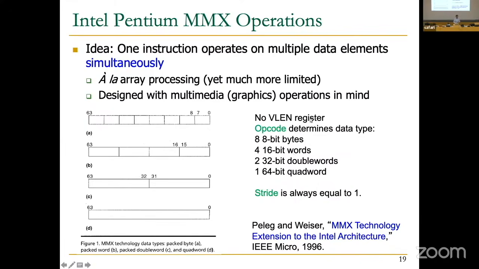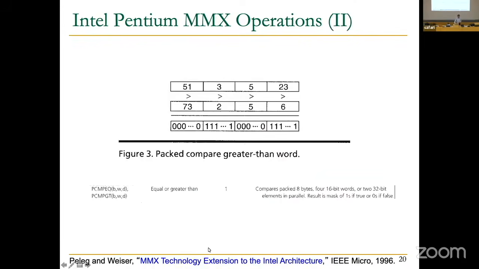There's no vector length register. The opcode is different for each of these instructions. An opcode determines the data type, whether you're operating on 8 8-bit bytes, 4 16-bit words, 2 32-bit double words in Intel terminology, or 1 64-bit quad word. And if you're doing a load, etc., stride is always equal to 1. These are basically consecutive. Does this make sense? Hopefully it's simple, right?